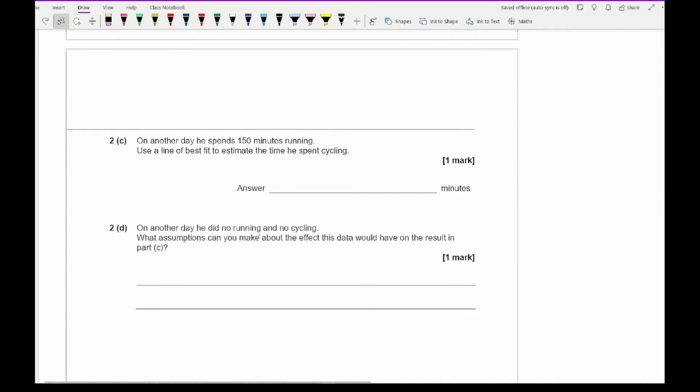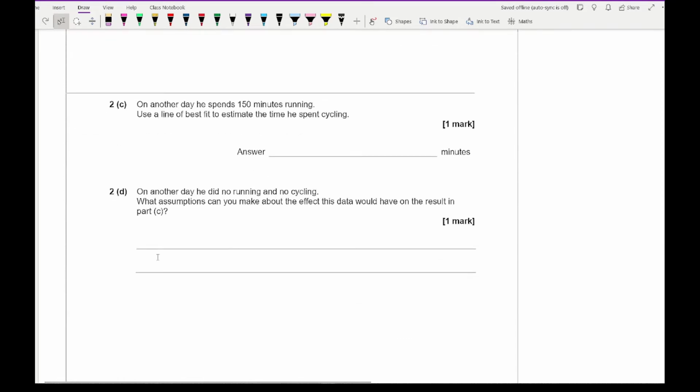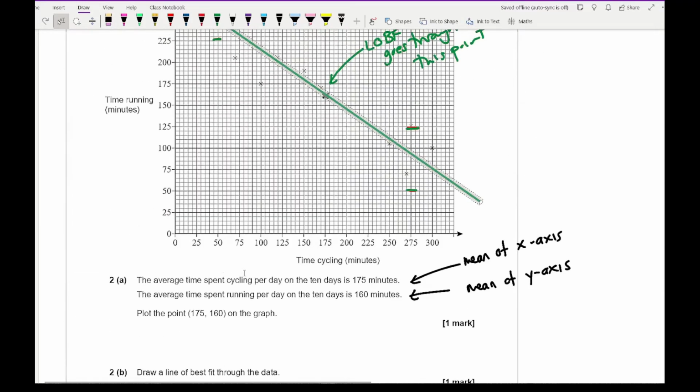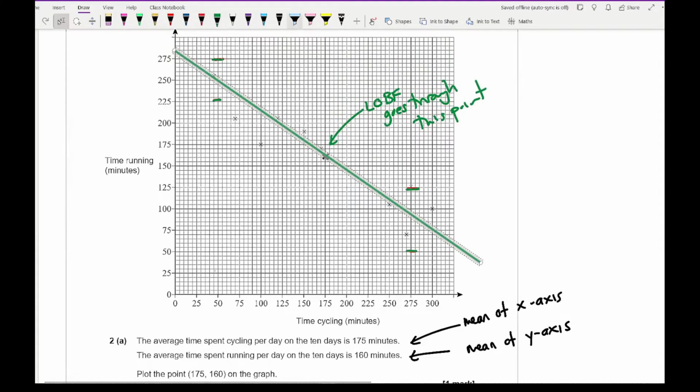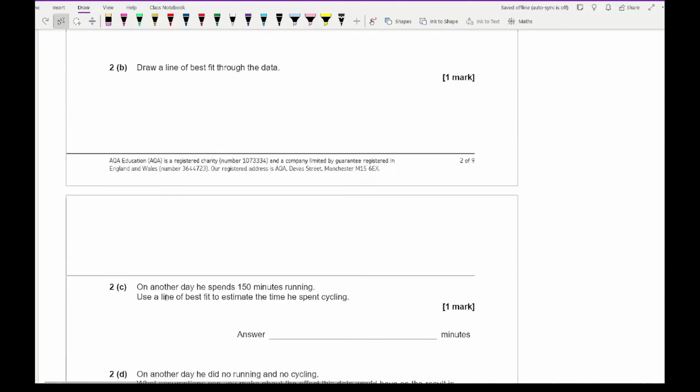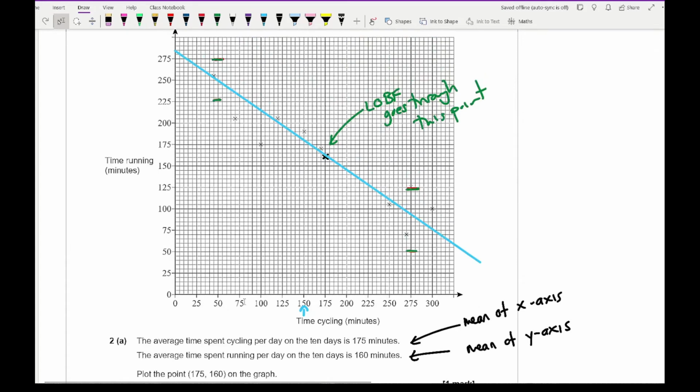It then says on another day he spends 150 minutes running. Use the line of best fit to estimate the time he spent cycling. So for this, what you need to do now, everyone's answer is going to be different based on where your line of best fit is. But what you need to do is at 150 for cycling. Let me just double check it is cycling. It spends 150 minutes running. So I'm definitely, that's one mistake I've already made.